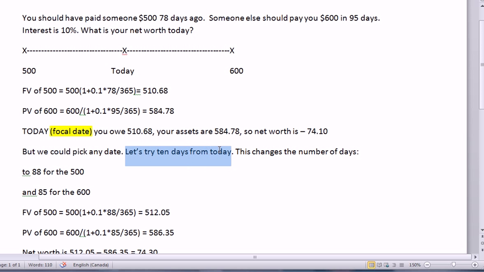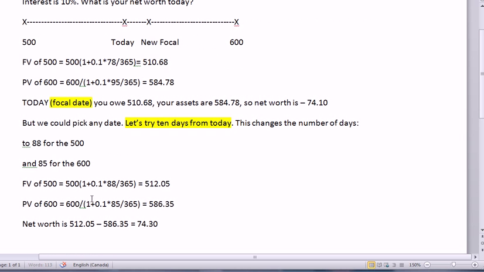So let's try something else. Let's try 10 days from today. So let's make a new focal date 10 days from today. Now, this immediately changes the number of days, doesn't it? So up here, that today is going to move 10 days to the right. Okay, so this is going to be our new focal date, 10 days from today. So therefore, for that $500, the time is going to increase from 78 to 88. But the $600 decreased by 10 days, because the new focal date is 10 days closer to it. So instead of it being 95 days, it's 85 days.